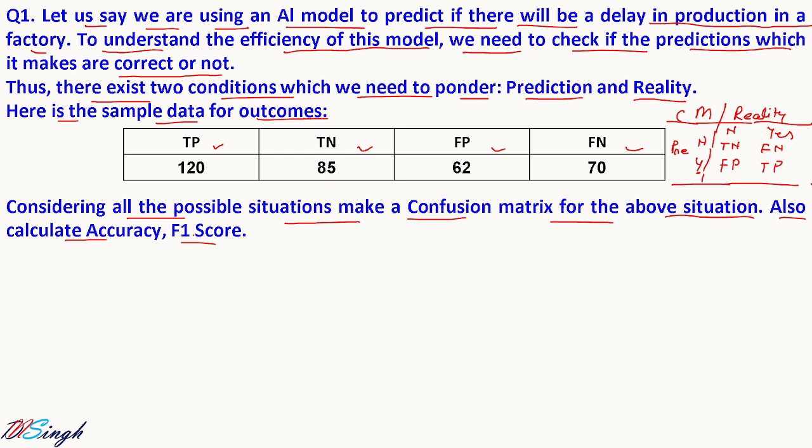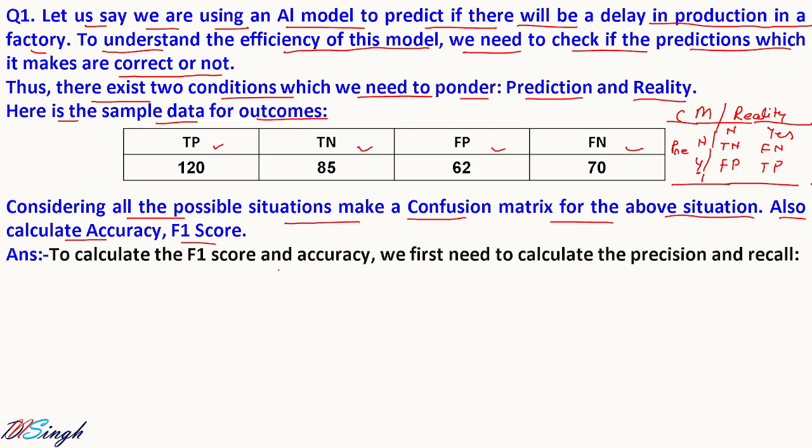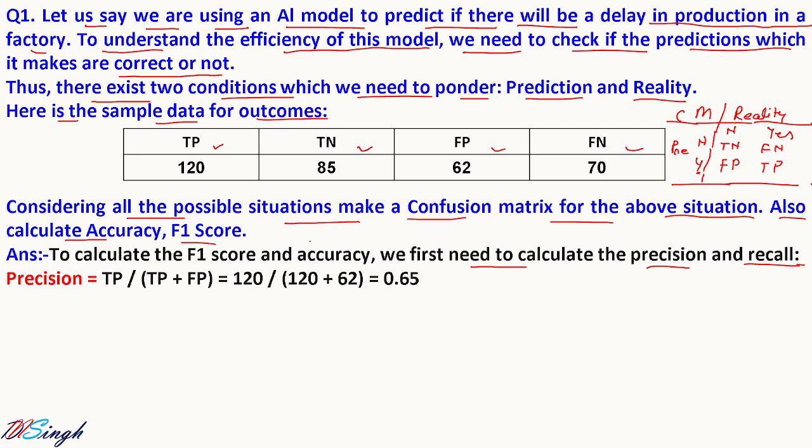To calculate the F1 score, we know F1 score depends on recall and precision. So we need to calculate recall and precision also. Let us see the answer. To calculate F1 score and accuracy, we first need to calculate the precision and recall, because precision and recall values are used for calculating the F1 score. This is first precision. So precision is what? TP upon TP plus FP.